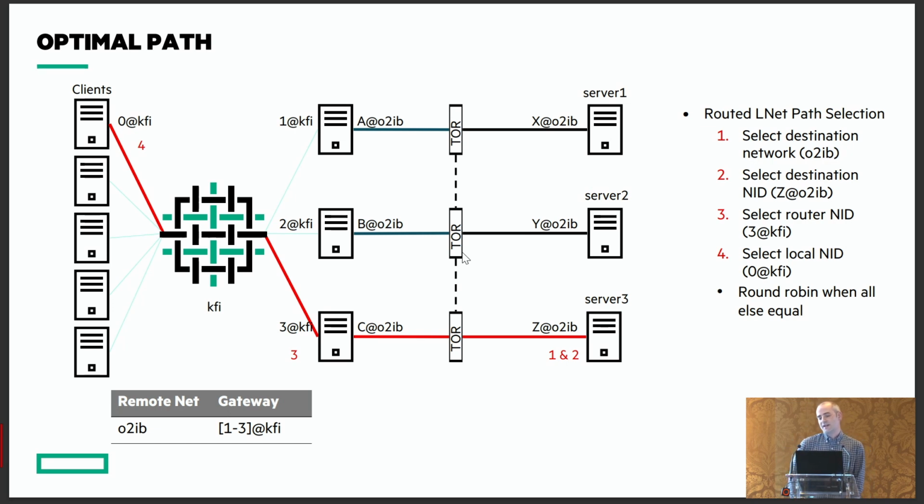So we select the interface on the server that we want to send to, and then we look up in our very simple route table at the bottom there, a suitable router NID. And then once we've done that, we select one of our local interfaces that we can use to send to the router. And again, we round robin when all else is equal, right?